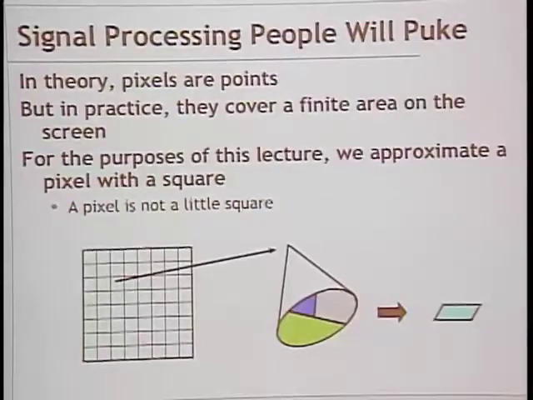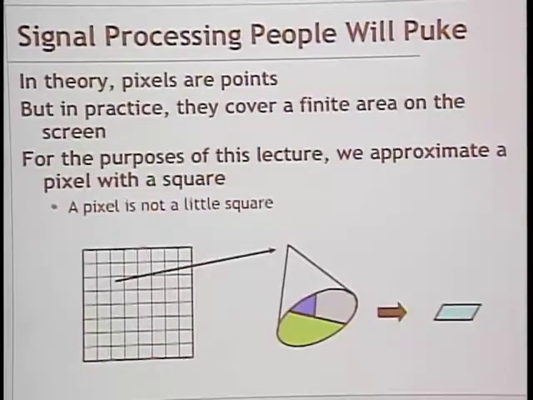So in theory, a pixel is a point. In practice, a pixel covers a finite area of the screen. Okay. Now, a gentleman named Alvy Ray Smith, really bright, a SIGGRAPH Lifetime Achievement Award winner. He's the guy that actually named Pixar. He's also a very, very nice man. He wrote a paper called "A Pixel Is Not a Little Square." Today I'm approximating a pixel with a little square, but I want you to know that a pixel is not a little square in general.